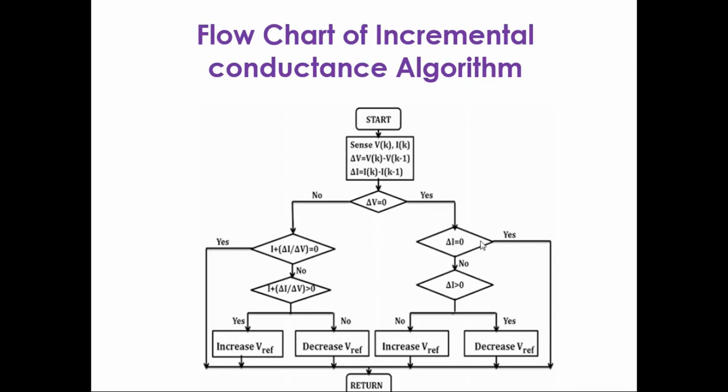In a similar way, we go with delta I greater than 0 or less than 0, because over here, once we have introduced the I by V term, only then will we check the delta I. So if this condition says no, then it must be greater than 0. Somebody can say, sir, what if it is less than 0? So less than 0, again it will come into the same segment and your algorithm will be written.